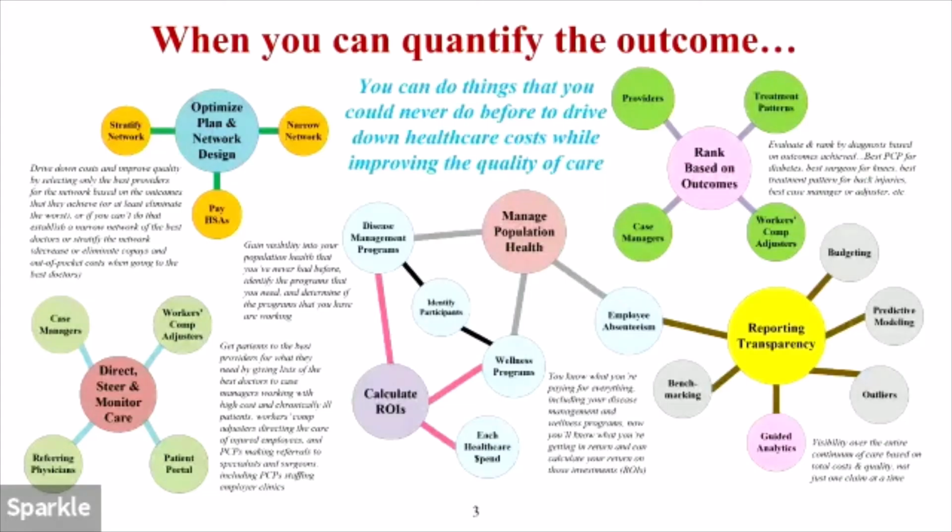And finally, over there in the lower right corner, now you'll have reporting transparency that you didn't have before. Instead of looking at one claim at a time, you can look at all the claims over the entire continuum of care, claims and absence, based upon the outcomes that those costs achieve for you.